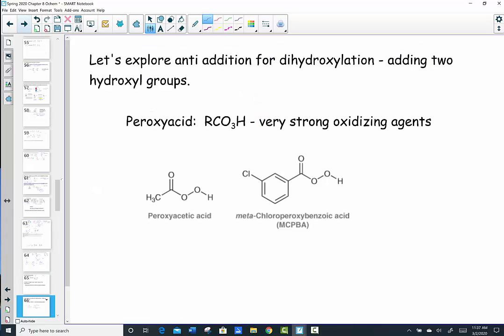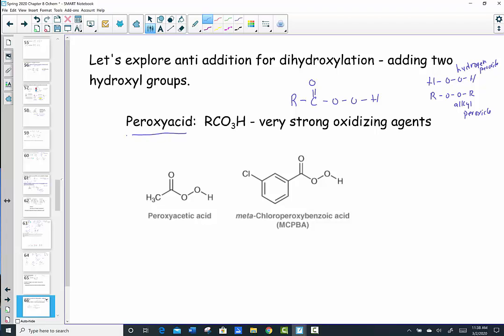The anti-addition for dihydroxylation involves a very strong oxidizing agent known as a peroxy acid. Think about this. A peroxy acid has a carbonyl group along with 2 oxygens before the hydrogen, a very strong oxidizing agent, even stronger than the peroxides we were looking at earlier. The peroxides had the OO. This would be an alkyl peroxide. This is called hydrogen peroxide. But these were also very strong oxidizing agents.